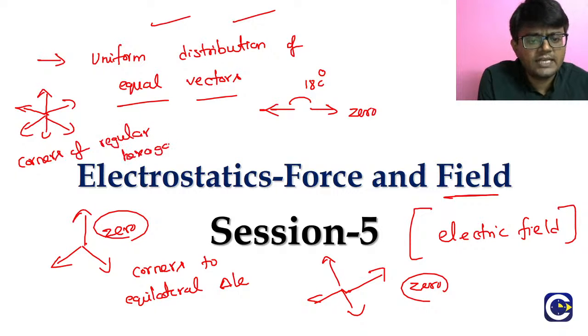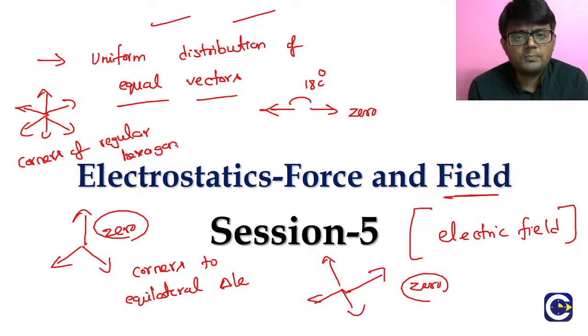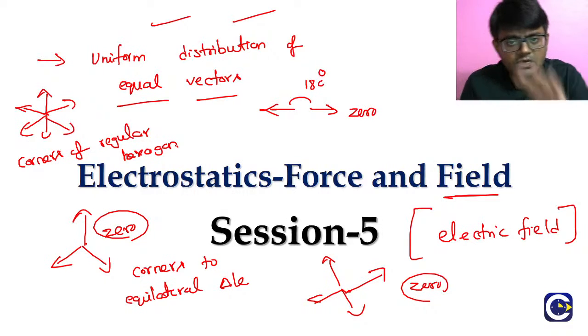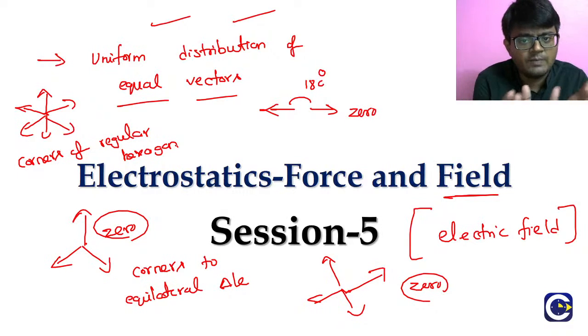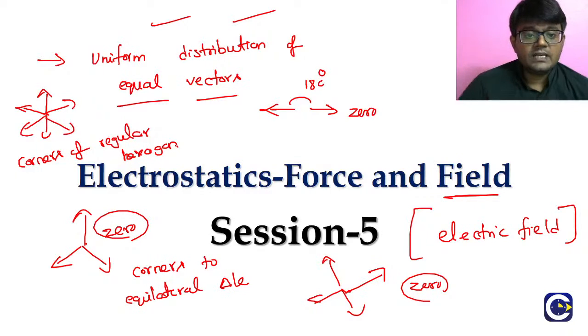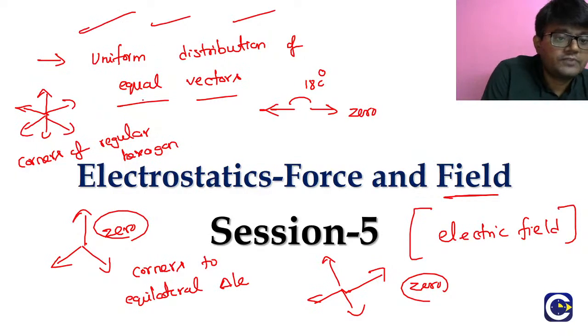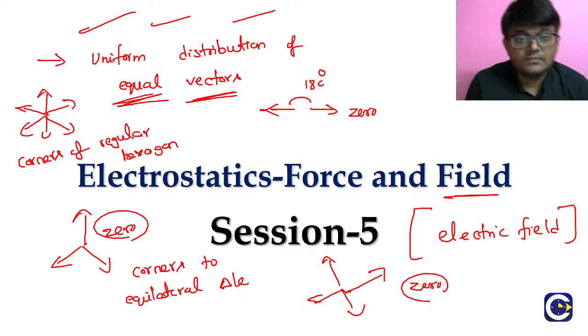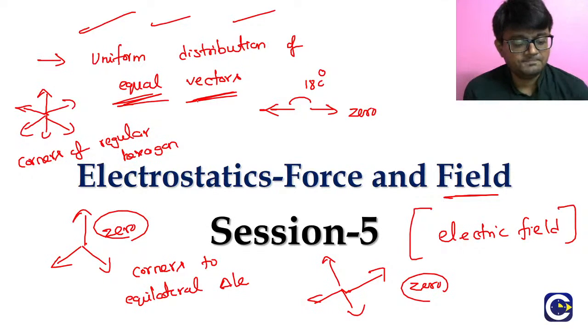Tell me, what is a regular hexagon or regular pentagon? A regular polygon means the sides of that polygon must be equal. If you have a normal pentagon, there are 5 sides, but they may have different values. Regular means all 5 sides are equal, and a regular hexagon means all 6 sides are equal. So if you have a uniform distribution of equal magnitude vectors, the resultant of these vectors will be 0. This is a very important principle.